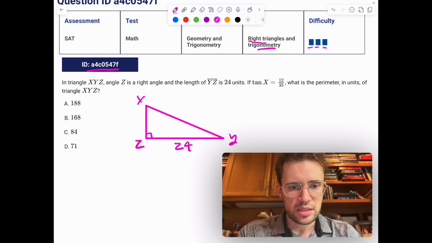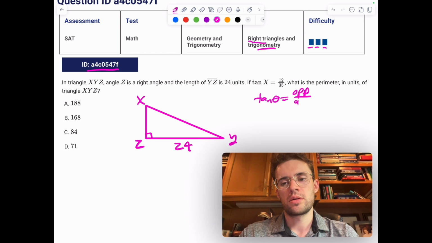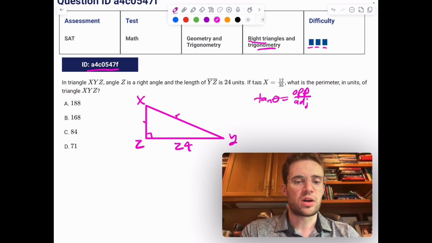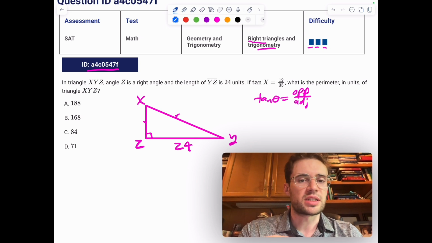If tangent of X, tangent means opposite over adjacent, right? We can think of tangent of theta, it'd be TOA if you did SOHCAHTOA. But opposite means across, so 24 is the one that's opposite, and adjacent is the one that's touching that's not the hypotenuse. Hypotenuse over here. So this is our adjacent. This XZ actually should be longer. I didn't draw this correctly, but it doesn't matter. It's not supposed to be to scale.